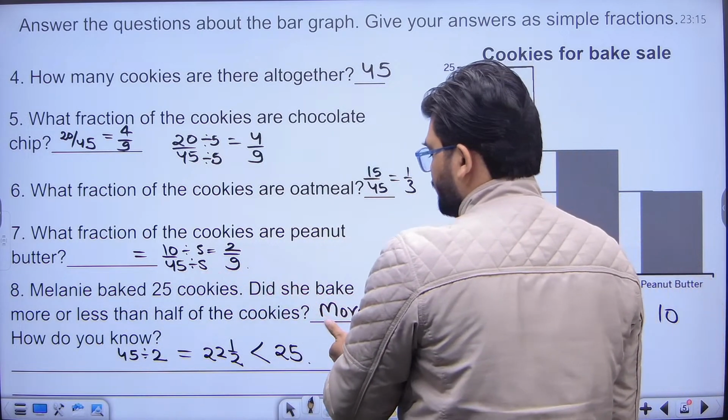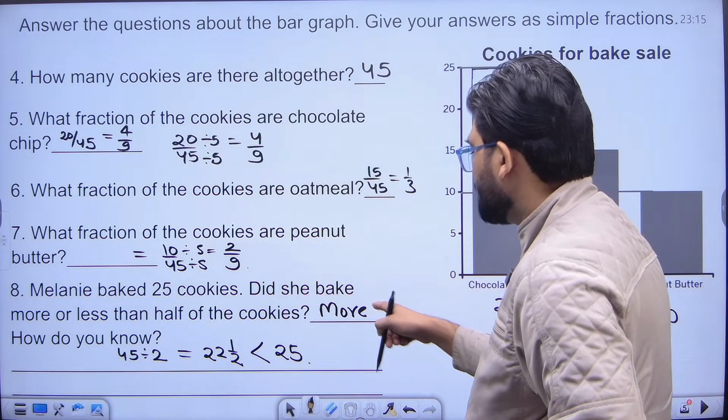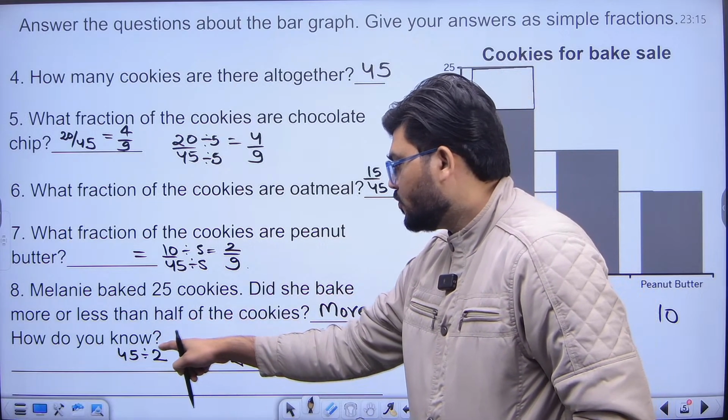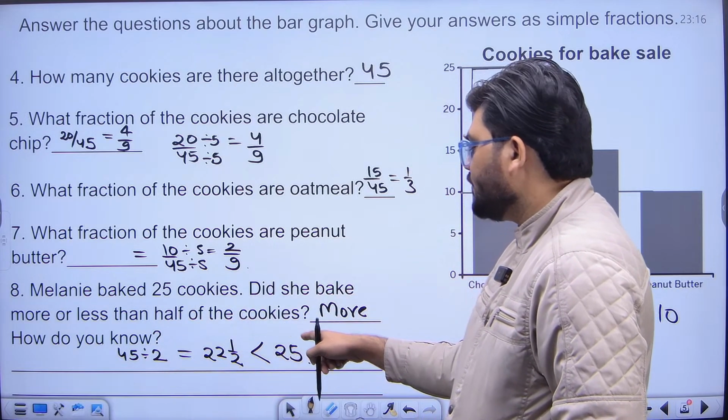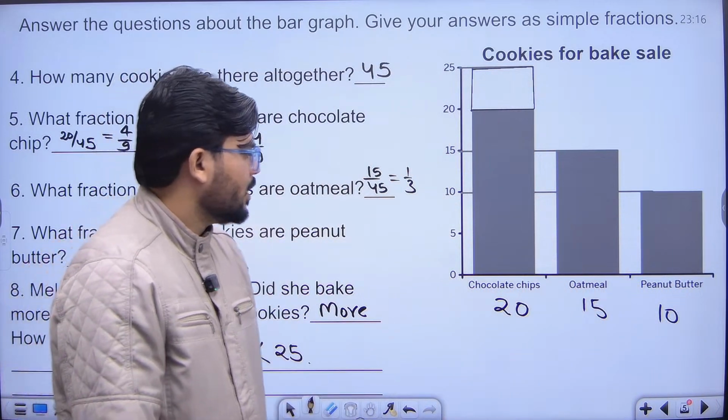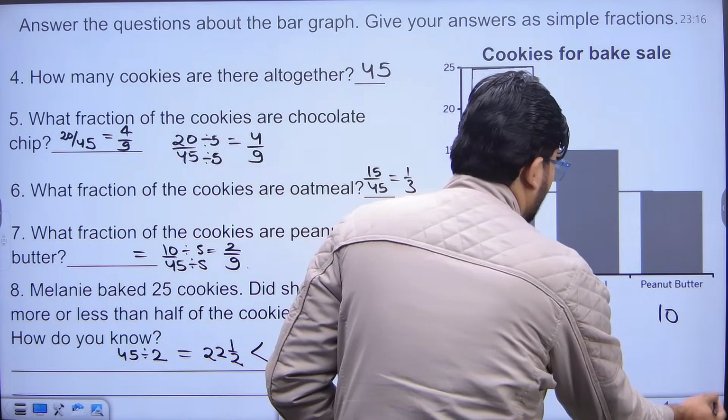So they have asked, the first option is, did she bake more or less? The answer is more. And then how do you know? So 45 divided by 2 is 22 and a half, which is less than 25. Okay. Moving on to the next question.